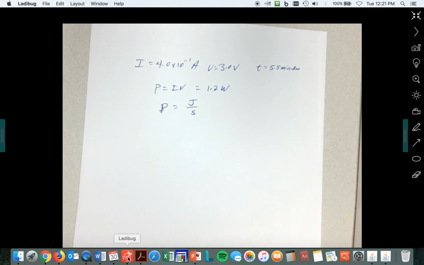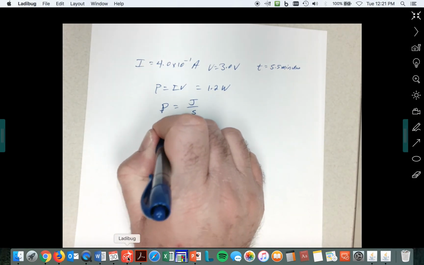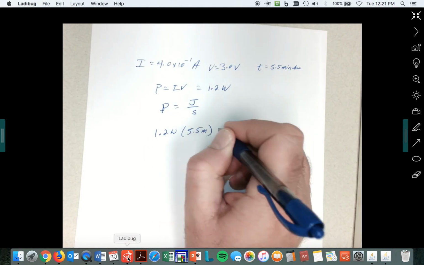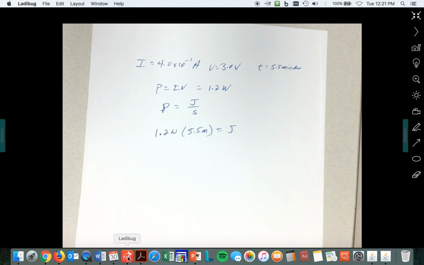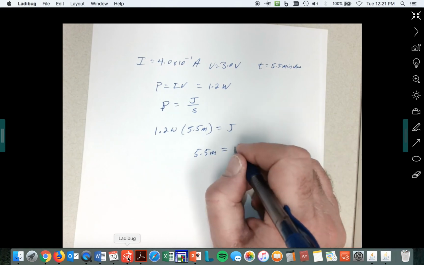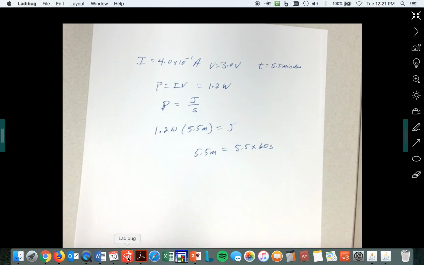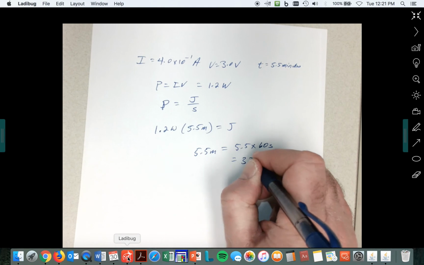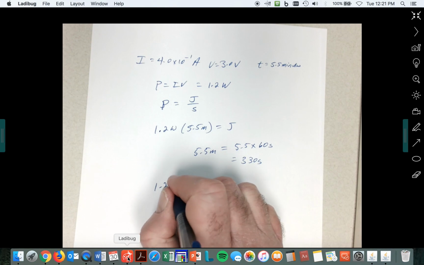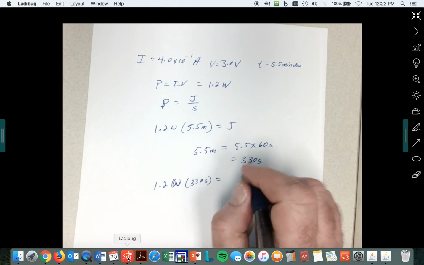So if I run this thing, the power would be constant, 1.2 watts, for 5.5 minutes, that would equal quite a bit of energy, probably, because 5.5 minutes is equal to 5.5 times 60 seconds, which would be 330 seconds. So you get 1.2 watts times 330 seconds, and that will equal whatever that comes out to be.